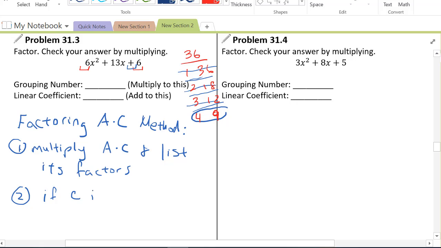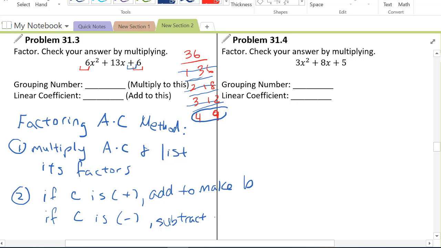Number two, if C is positive, then we add to make B. So if C is positive, you would add to make the middle term, the B term. Let me make this a little more clear. If C is positive, add to make B. If C is negative, we subtract to make the B term.